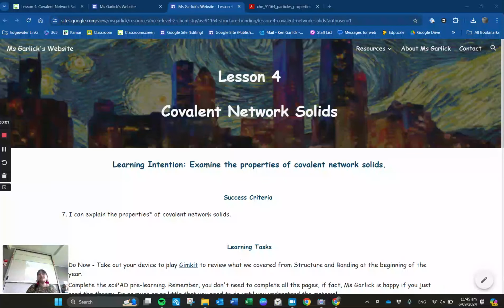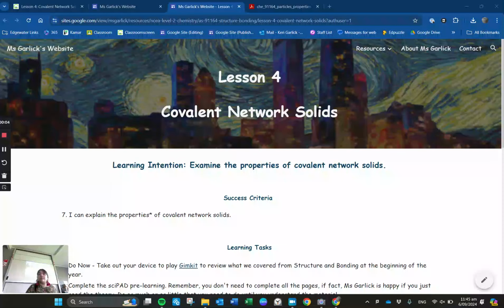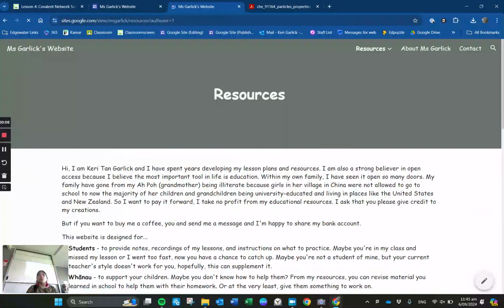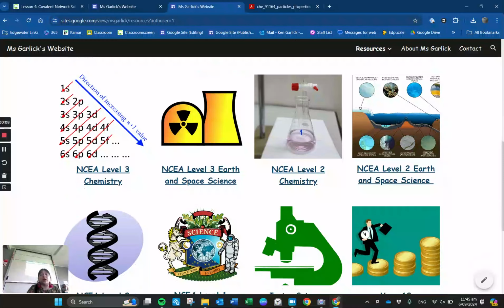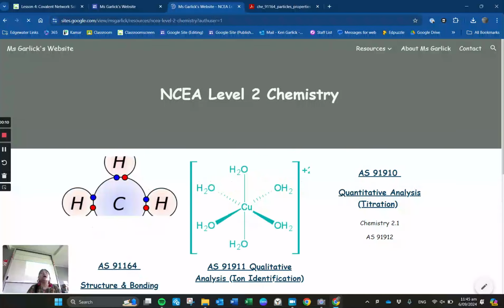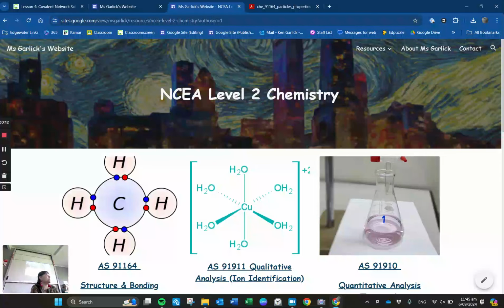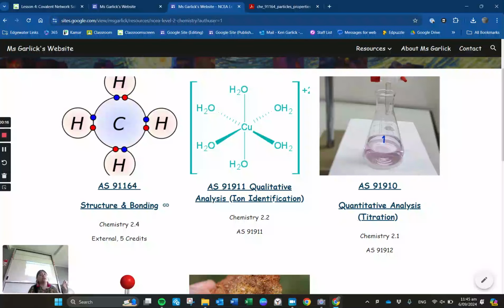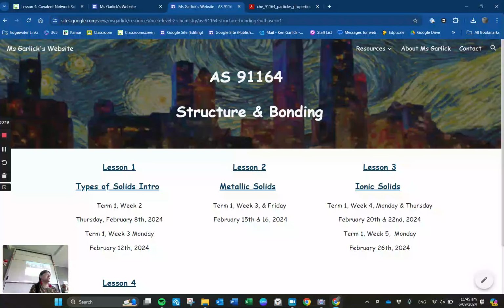All right, team. If you remember back at the beginning of the year, we did some learning for our external. The reason we did that learning was to give you a basic understanding of atomic structure and to help prepare you for the ion identification. We did some introduction stuff. We then did metallic solids because, in my opinion, that one is probably the easiest to understand. And then we did ionic solids.